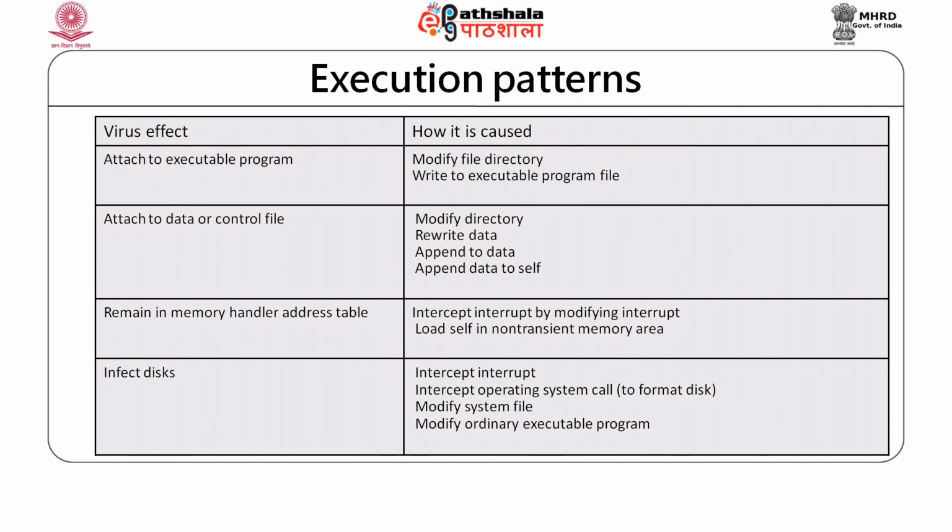Now we are going to see virus effects and how they are caused. The first virus effect is attached to an executable program. If a virus wants to attach itself to some executable program, how can it be done? It has to modify the file directory and write to the executable program file. If we have an executable program called read module.exe and the virus wants to attach itself, then naturally it has to modify this read module.exe.